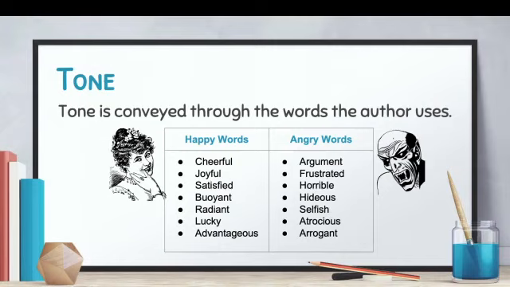If you're seeing words such as cheerful and joyful, satisfied, buoyant and radiant, lucky and advantageous, that is a positive, happy tone. If you're seeing words such as arguments, if there's frustration, or if something is horrible or hideous or selfish, if something is being described as atrocious or someone is being arrogant, those are angry words. You're going to have a negative tone.